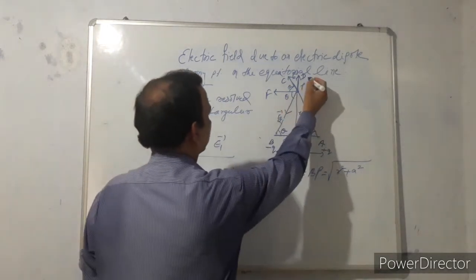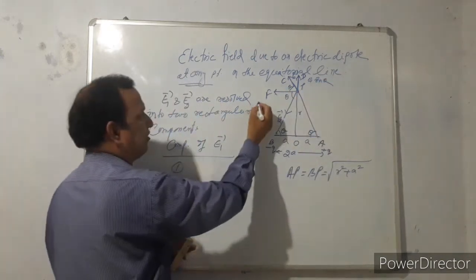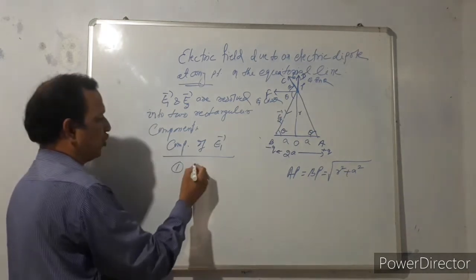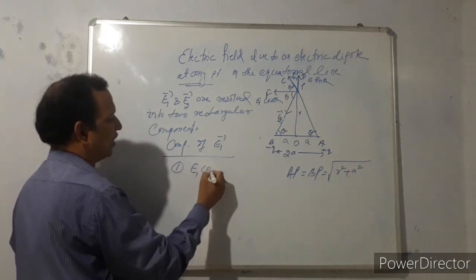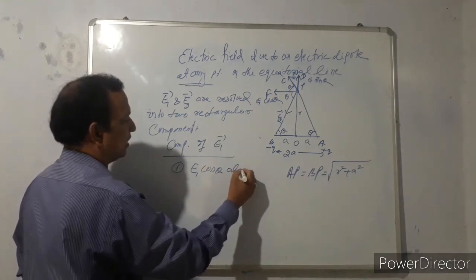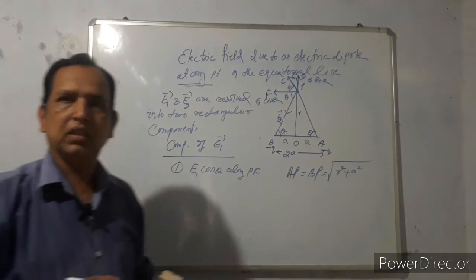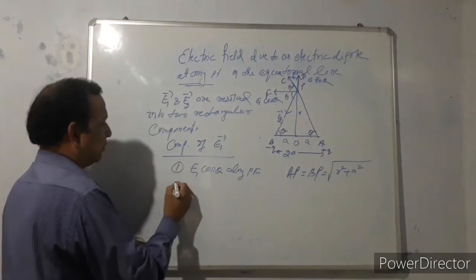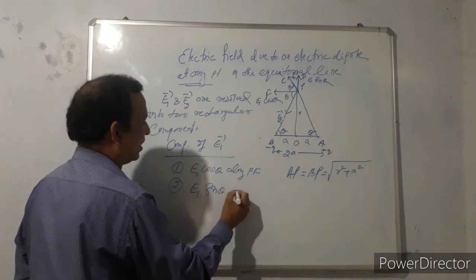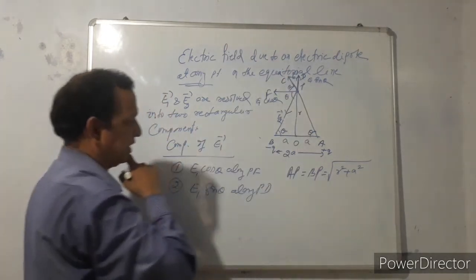Along PD, E1 sin theta. Along PF, that is E1 cos theta. So E1 cos theta is the horizontal component along PF. Clear? And E1 sin theta along PD is the vertical component.